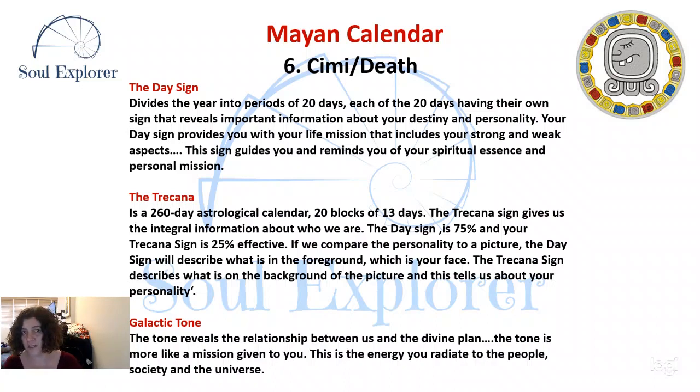So the Trikana, the one I keep going on about, the 13-day Tzolk'in calendar, is 260 days, 20 blocks of 13 days, as I've said. The Trikana sign that you're born in, or the 13-day period that you are born within, gives you integral information as well about who you are as a person. So as I've said, the day sign is 75% you, and your Trikana is about 25% you. So in a picture, your day sign would be in the foreground, and your Trikana, your Tzolk'in sign, will be in the background of the picture. So it makes a difference, but it's not the most upfront version of you.